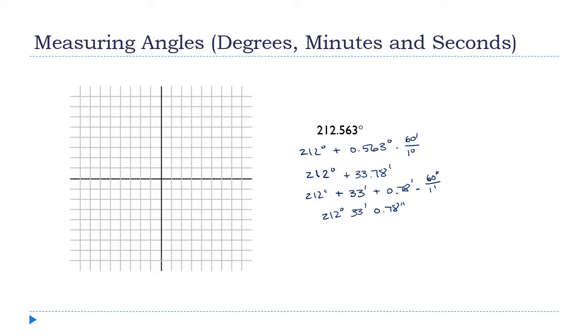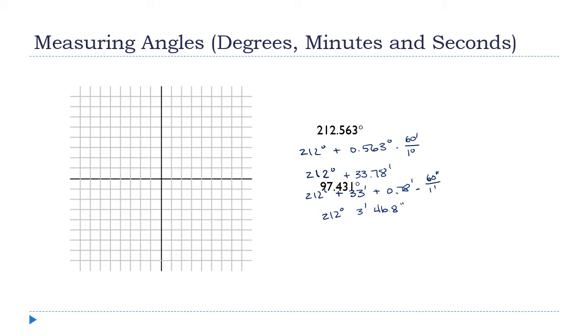Well, wait a minute. I'm sorry. I didn't do the multiplication. You probably wonder where that number came from. 0.78 times 60 is 46.8. So that should be 46.8 seconds.